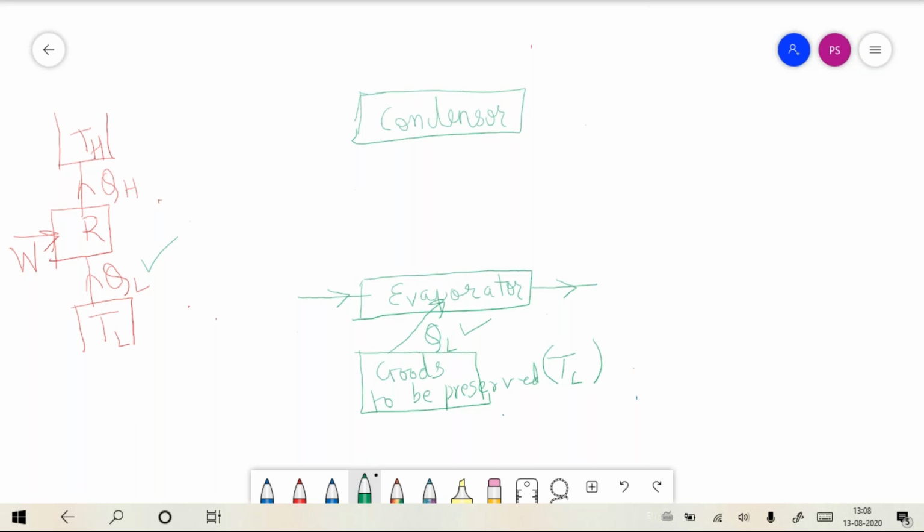So this is QL. Now what happens is, this refrigerant goes to another device which is a compressor, and this refrigerant is compressed so that its temperature increases. And for compressing it, it increases to, let us say, TH.